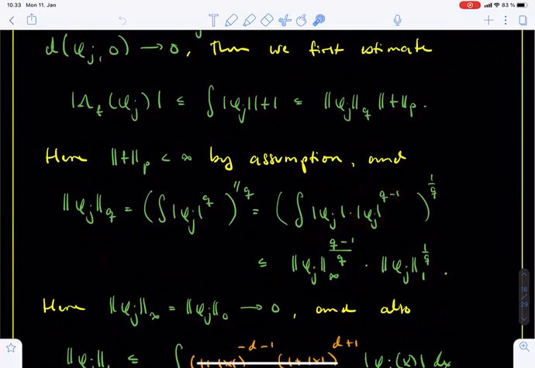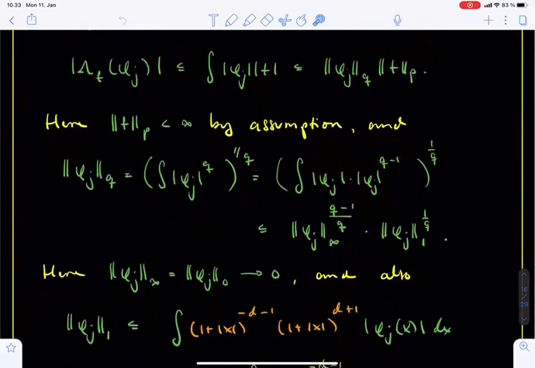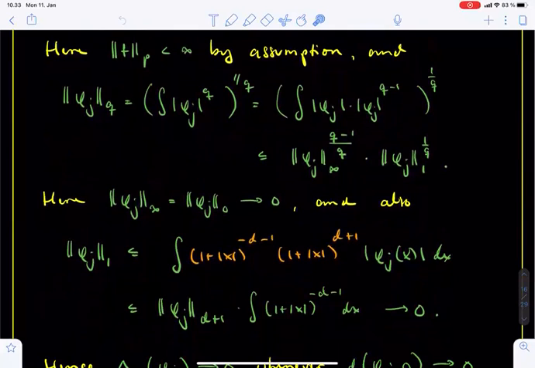What remains is the L1 norm of phi j. And of course, both of these factors need to be raised to the power 1 over q, but this makes no difference for the argument. Our assumption was that the functions phi j tend to 0 in the metric d, so in particular the L-infinity norms of the functions phi j, which equal the 0 norms of the functions phi j, tend to 0 as j tends to infinity.